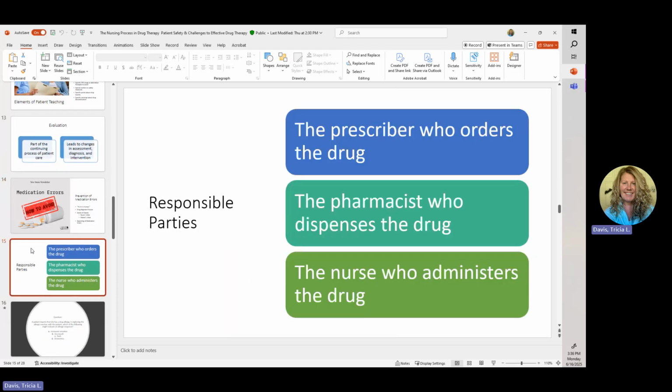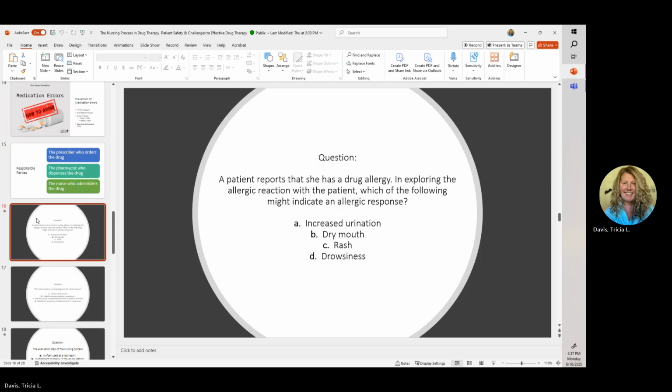All right, so who is responsible for medication administration? Definitely the prescriber who orders the drug, the pharmacist who dispenses the drug, and the nurse who administers the drug. So let's answer a couple questions. A patient reports that she has a drug allergy. In exploring the allergic reaction with the patient, which of the following might indicate an allergic response? A, increased urination, B, dry mouth, C, rash, or D, drowsiness?